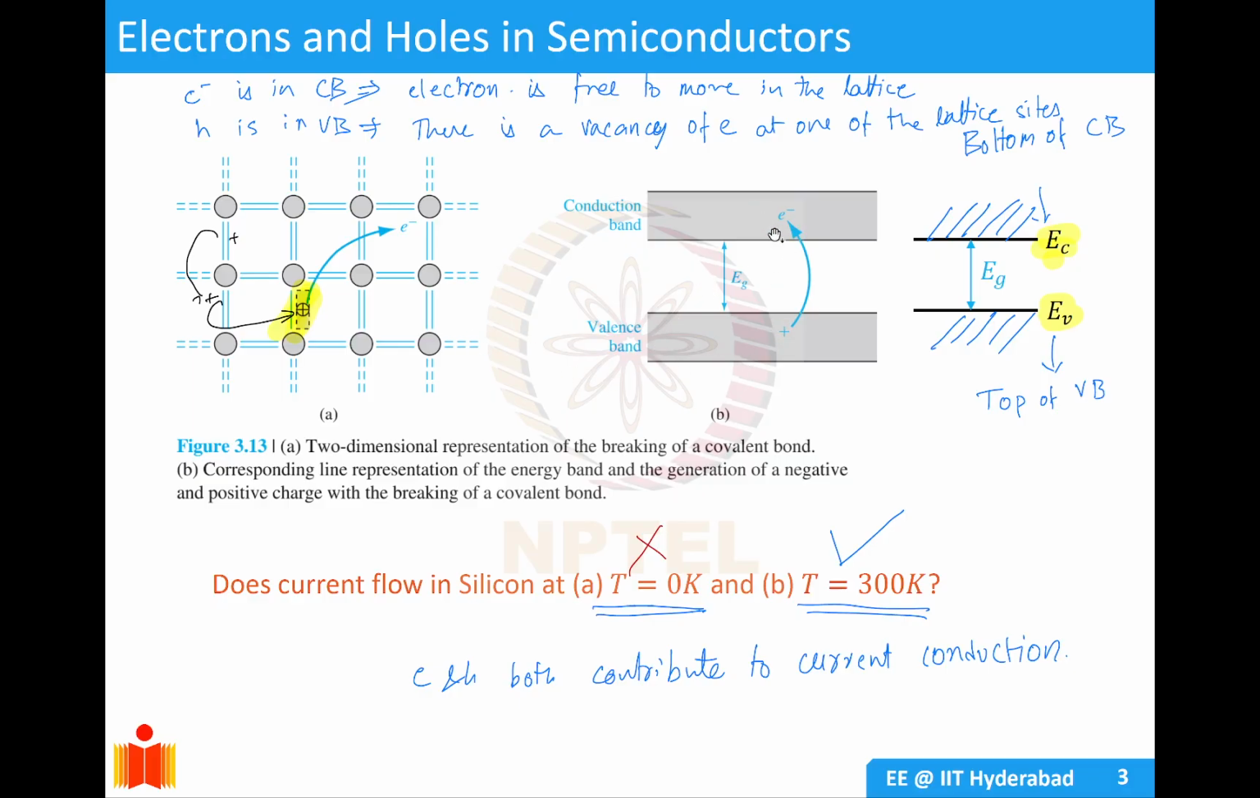Although the vacancy is on an atom, the state of the vacancy depends on the state of the electron. As the electron moves, the vacancy also moves with the same wave function, but in the opposite direction. So we assume the hole to have the same mass as the electron, but we will see that the momentum is opposite. So the wave function is opposite.